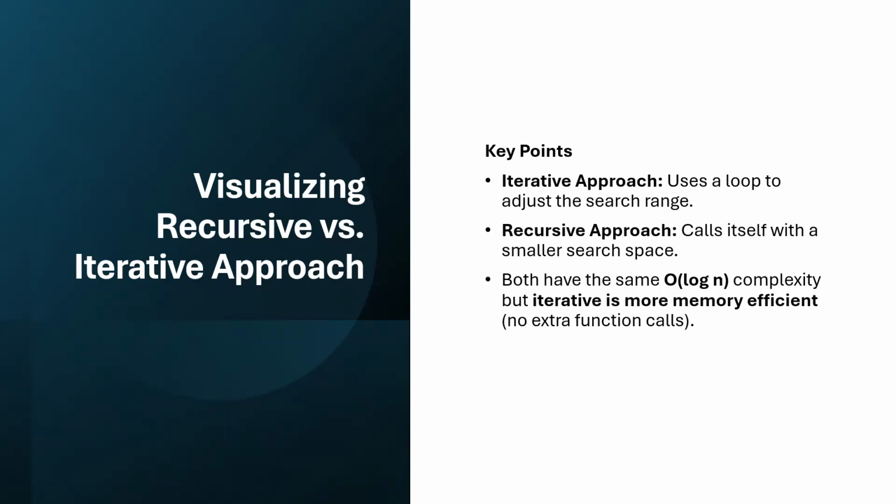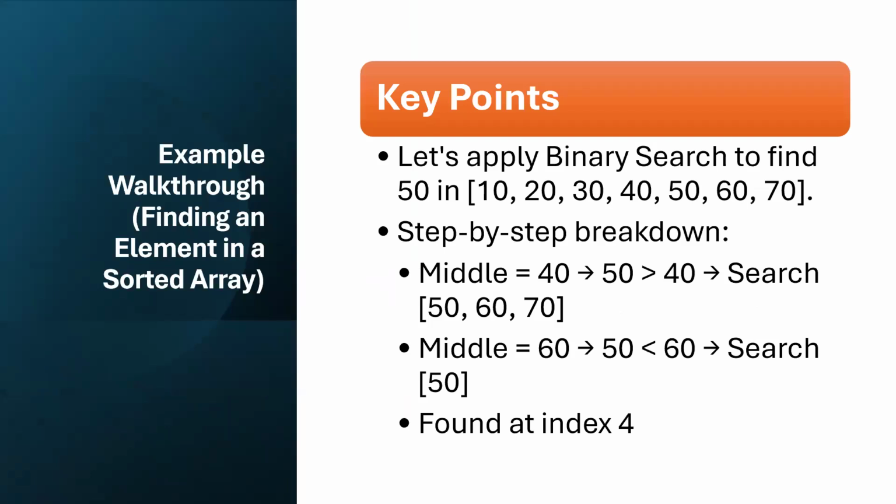Both have order of log n complexity, but recursion uses some extra memory because each function call adds to the call stack. So let us consider, for example, searching for the number 50 in the list of values 10, 20, 30, 40, 50, 60, 70. The iterative approach keeps adjusting left and right using a while loop, and the recursive approach calls itself with a smaller range each time. While recursion looks elegant, it's not memory efficient for very large data sets. Okay, and I have given it in the next slide.